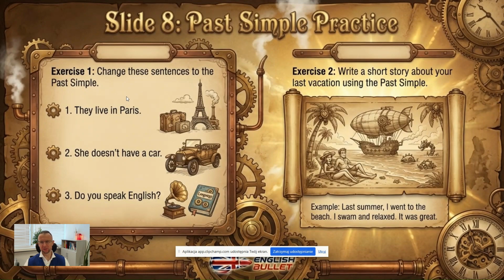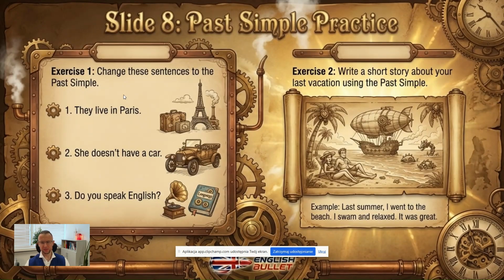For instance, as we said, past simple is perfect. Past simple is very, very good, very convenient. It's very useful for writing stories of what happened in the past. So, like here we have a picture. Write a short story about your last vacation using the past simple. So we may say, last summer I went to the beach. I swam and relaxed. It was great.